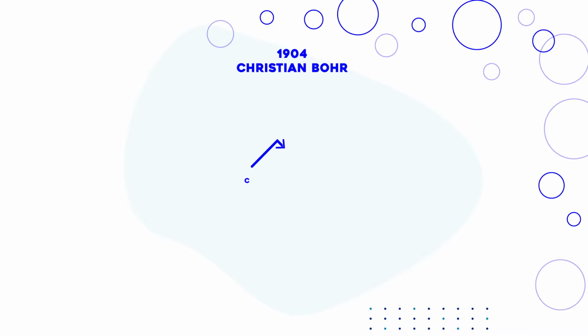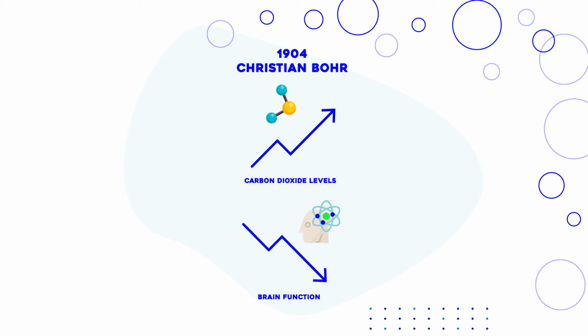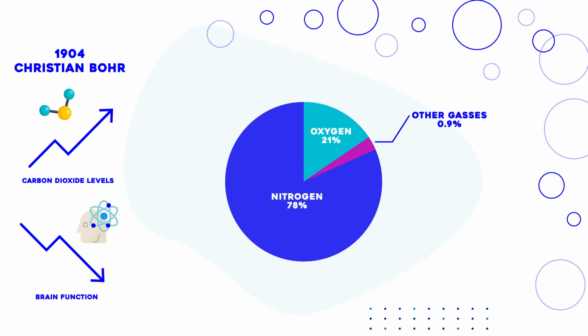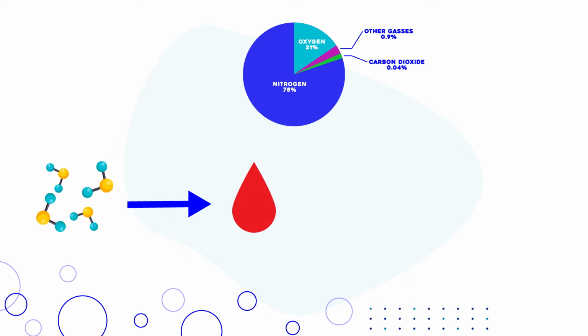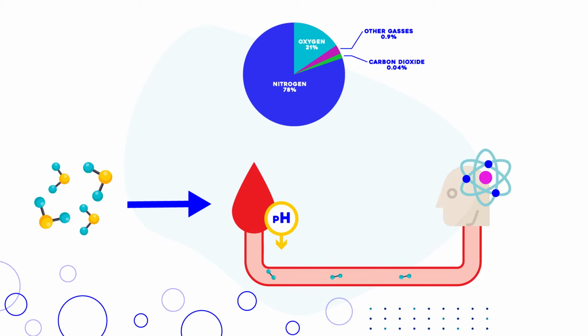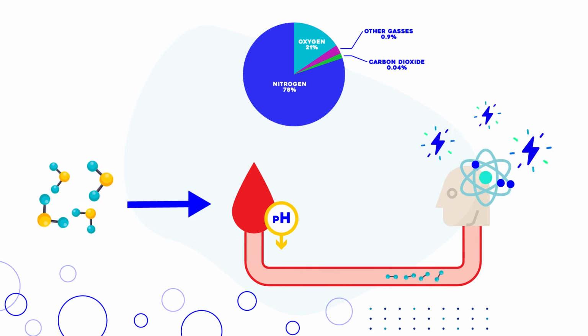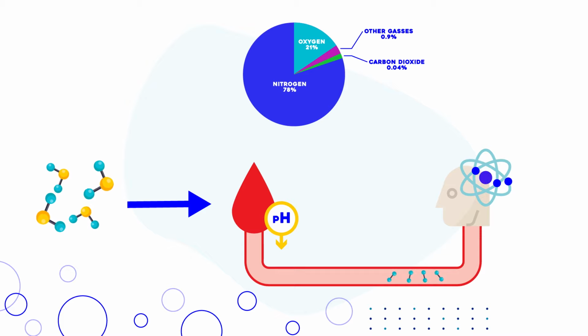In 1904, Christian Boer found that increasing carbon dioxide levels had a negative impact on brain function. While carbon dioxide only makes up a very small proportion of the air, small changes in its levels can have a big impact. The reason why carbon dioxide is so problematic is that it affects the acidity of the blood, which in turn prevents the blood from carrying the oxygen to the brain that is needed for respiration and releasing the high amounts of energy needed to power the brain and keep concentrating.